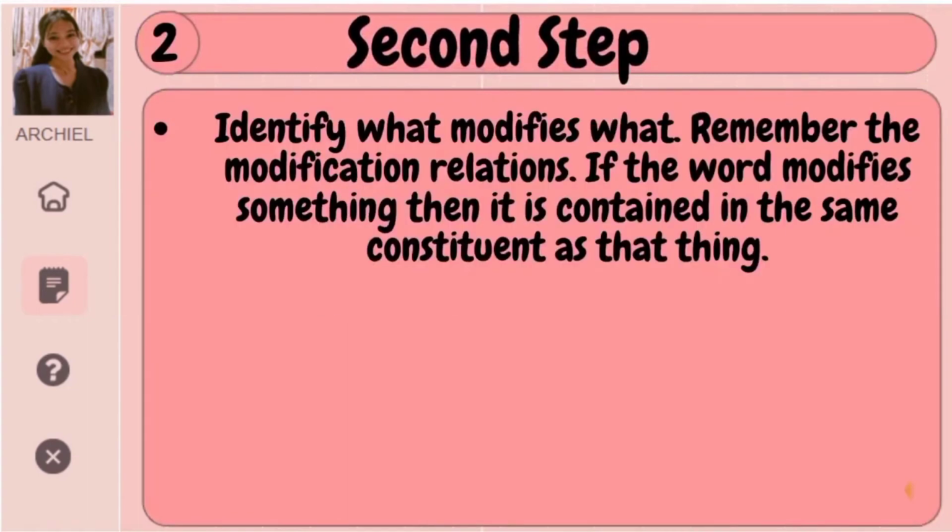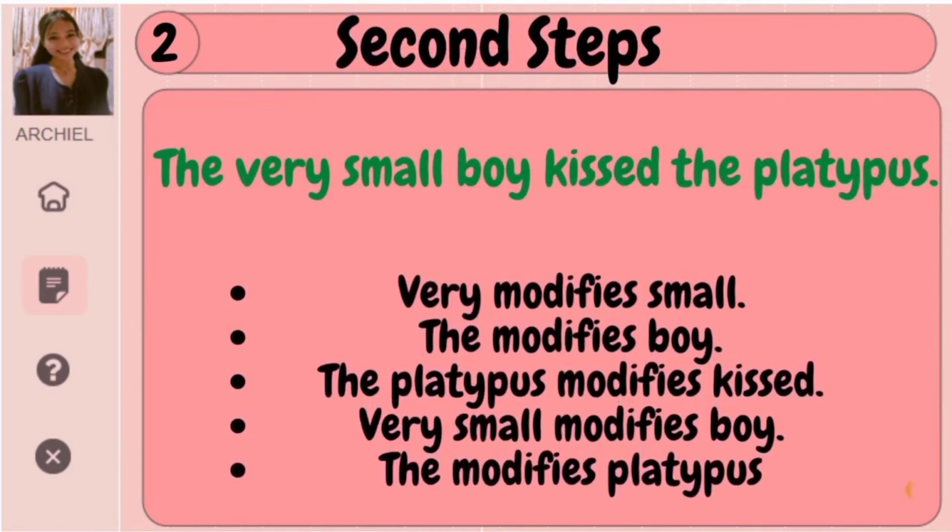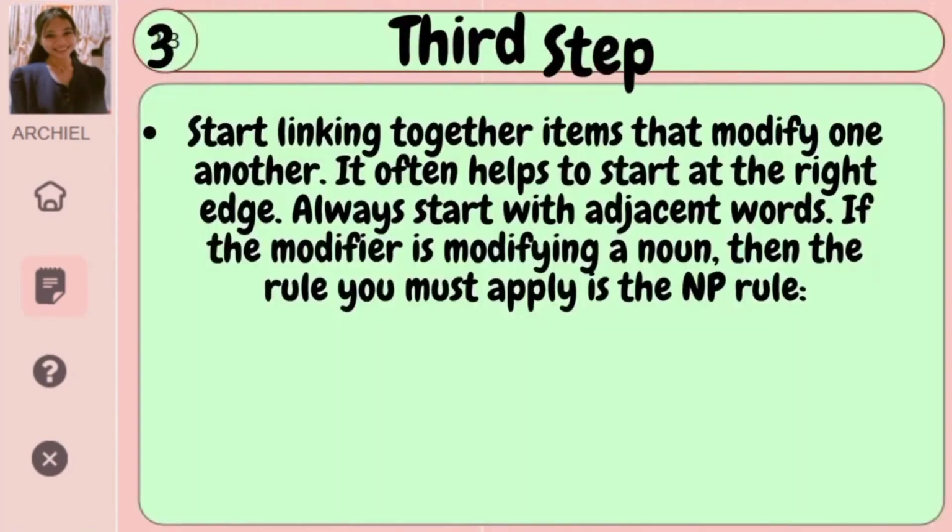The second step is to identify what modifies what. Remember the modification relations. If the word modifies something, then it is contained in the same constituent as that thing. So very modifies small. The modifies boy. The platypus modifies kiss. Very small modifies boy. The modifies platypus.